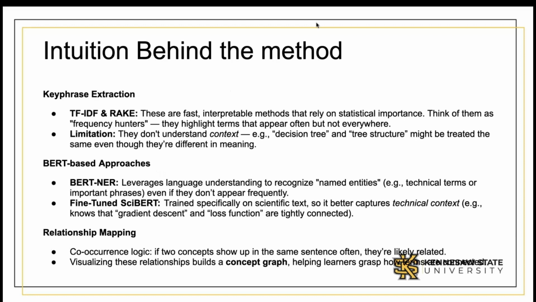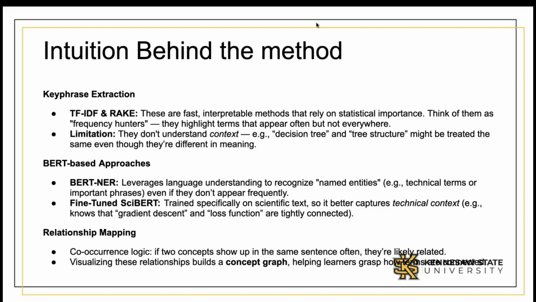Now let's talk about the intuition behind the method. TF-IDF and RAKE are kind of like frequency detectors. They find words that appear a lot in chapters, but not in every chapter. That makes them fast and easy to work with, but they don't get the meaning. So something like decision tree might be treated the same as tree structure, which obviously isn't ideal in technical content.